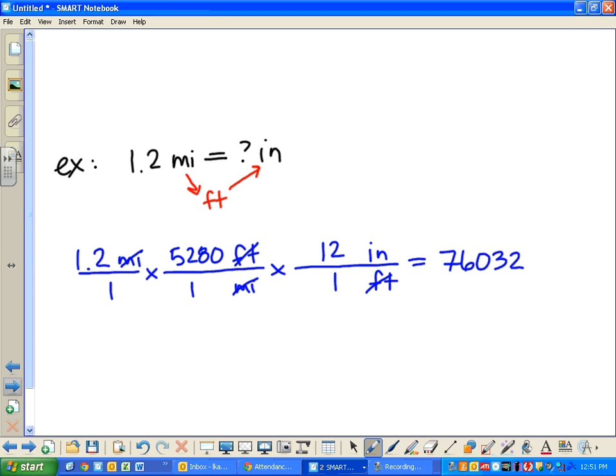But I have to look at sig digs. 5,280 and 12 are both exact, so I'm going to look at my given, which has 2. So my answer would actually be 7,600, or a better answer would actually be 7.6 times 10 to the 4th inches.